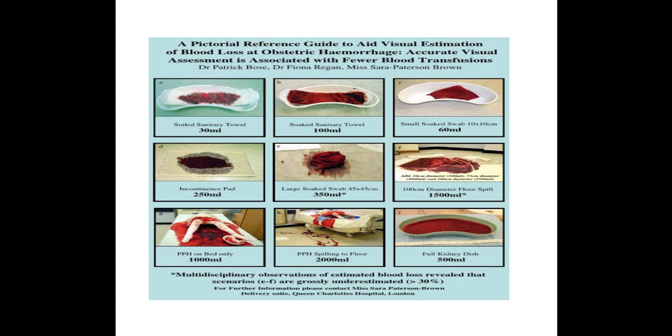So this is a small illustration of how you can quantify the amount of blood loss generally. You can see a stained sanitary towel is 30 mils. A soaked sanitary pad is 100 mils. A totally soaked bed means about 1,000 mils of blood is lost. If it's a soaked bed and blood is even stained on the ground, you can estimate that about 2,000 mils has been lost.